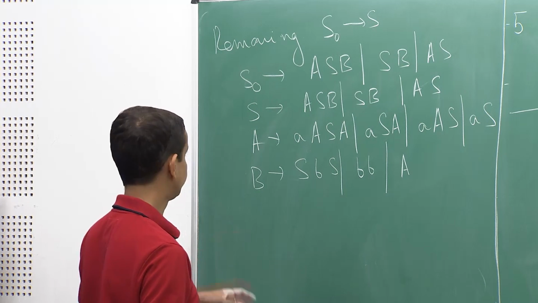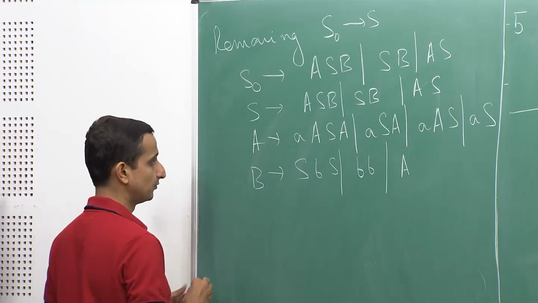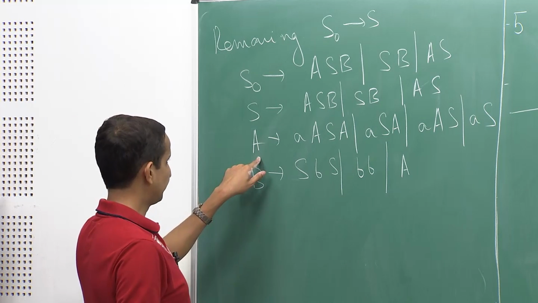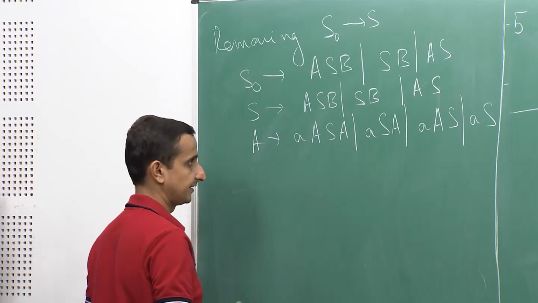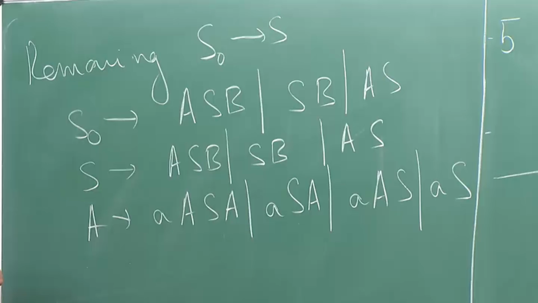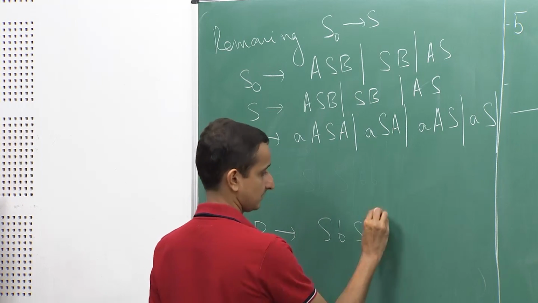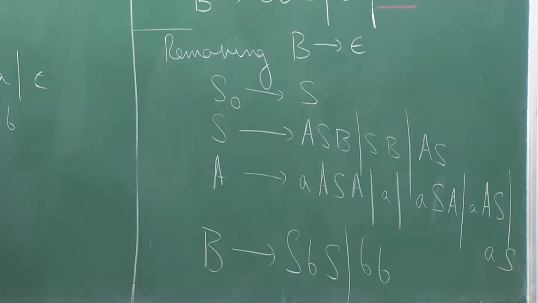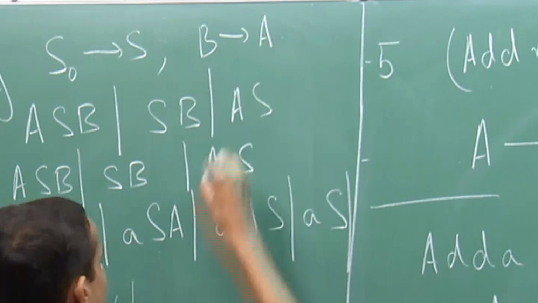Or we have A, and now we also remove the unit rule B going to A, and so finally, what we get is if I remove B going to A as well, whenever I have A going to something, I add the rules of B. Okay, so if I just write it in one step, so I will have AS and I will have B going to SBS or BB, AASA or ASA or AAS or AS. Okay. So I have removed both S naught going to S and B going to A.